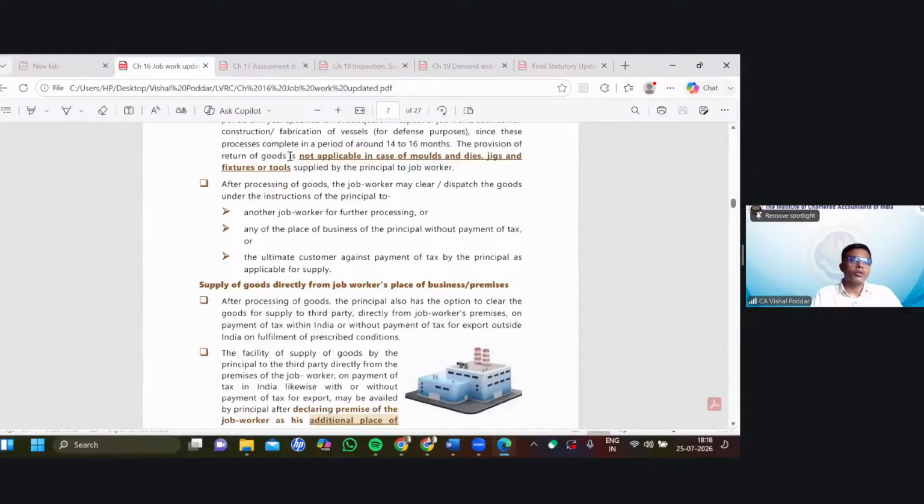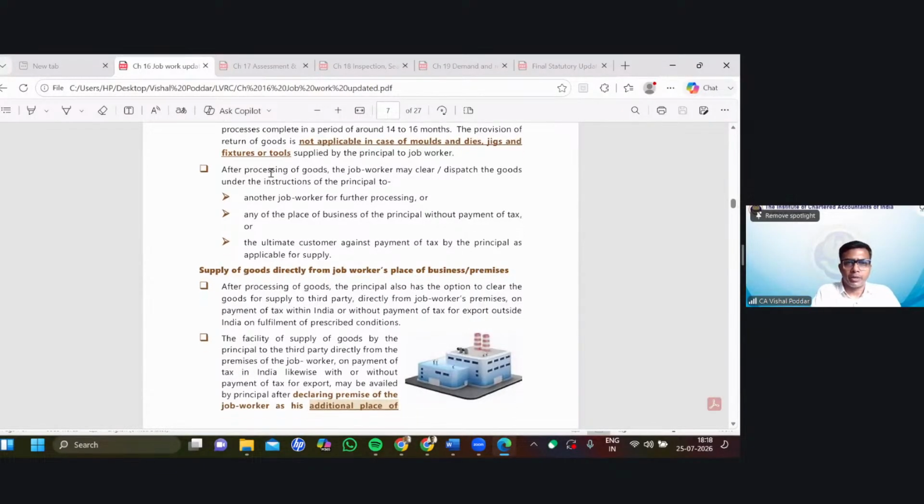Now, the provision of return of goods is not applicable to molds, dies, jigs and fixtures. Why? Because, students, you have to understand the practicality. Molds and dies may not necessarily have a life of 5 years or 10 years. It may have a life of a few months, a year, or 1.5 years. So if you keep the condition of bringing it back, that may not be practically possible, because after using it for some months or batches, the molds, dies and jigs may be useless. So what is the point in returning? Instead, the job worker can scrap it, and that again is given as a special treatment.